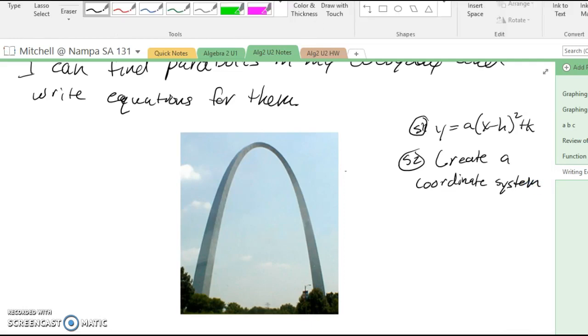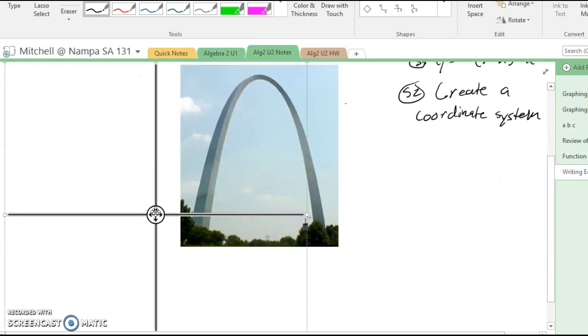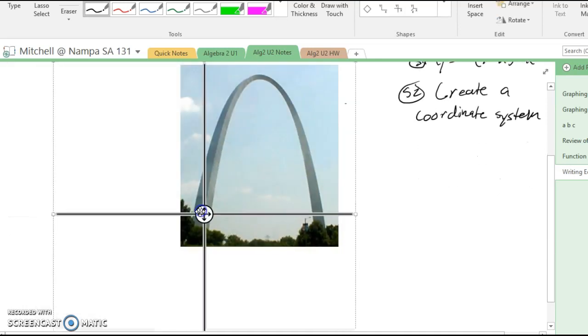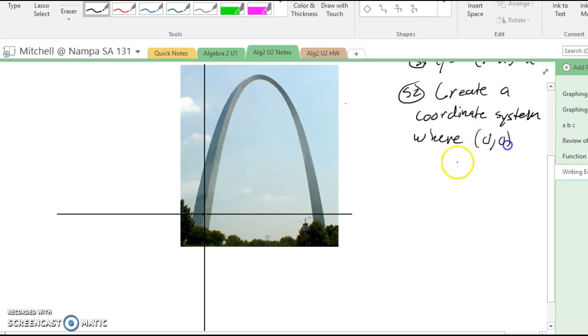So we're going to go to draw, and I'm going to draw an XY coordinate system. I'm going to move this. Now I'm going to move it so that the center of the graph is at the base of this parabola. So notice that what we have here is an XY coordinate system where 0, 0 is a point. So create a coordinate system where 0, 0 is a point.